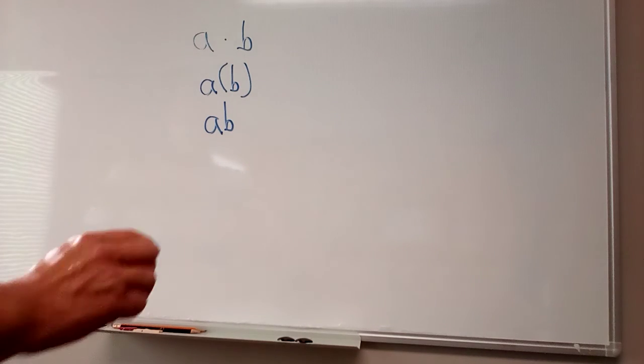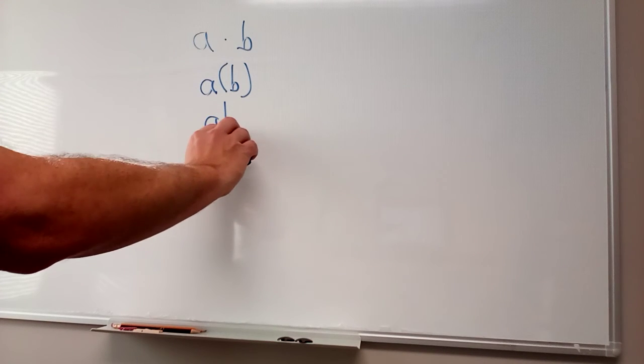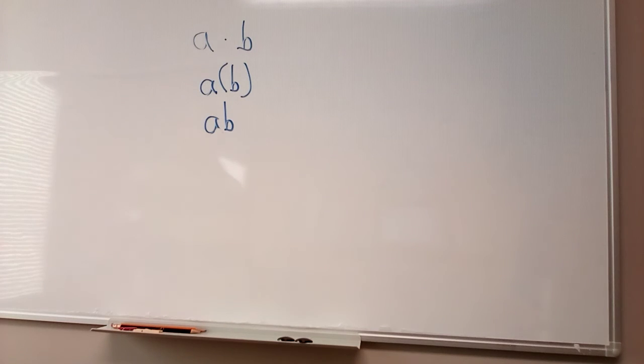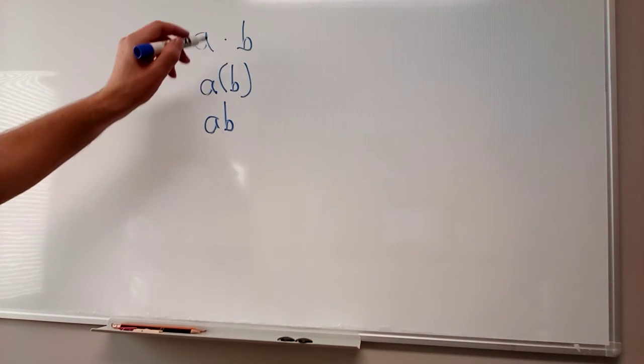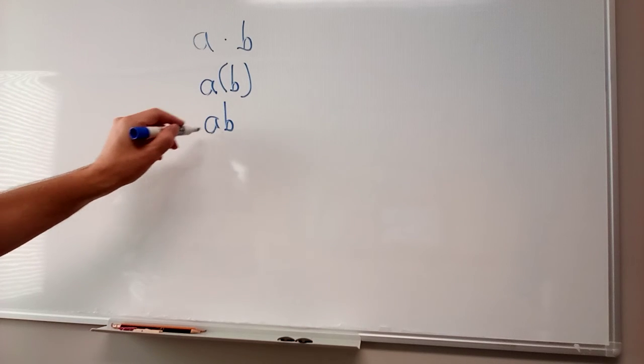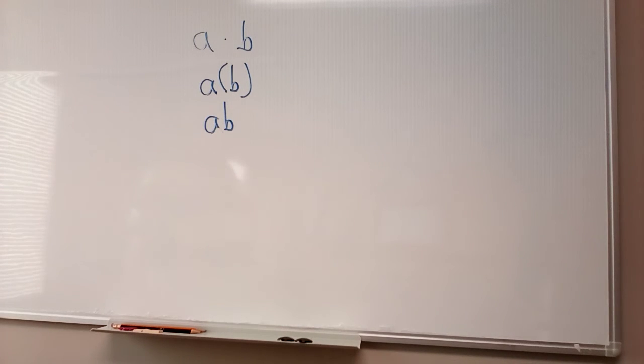If you've got two variables and you just put them side by side with no sign, you don't use an X, remember, no raised dot, no parentheses, just two variables side by side indicate multiplication. So this would give you the product of A and B.